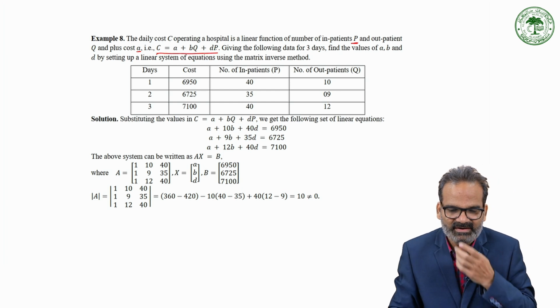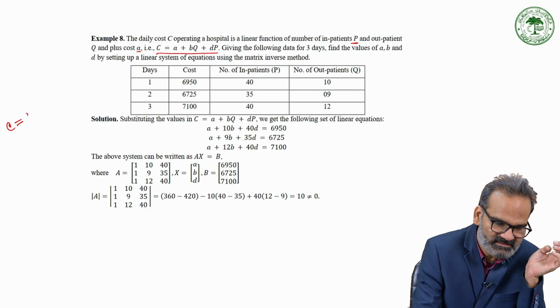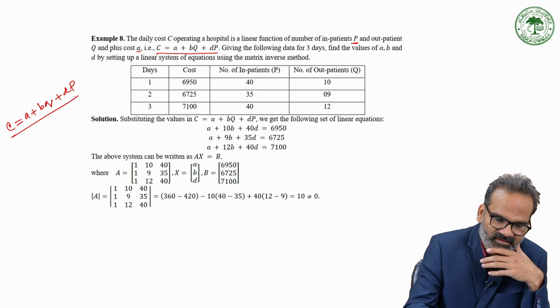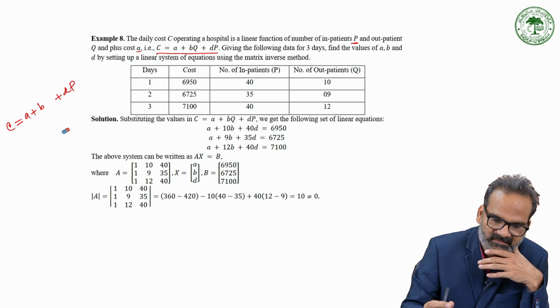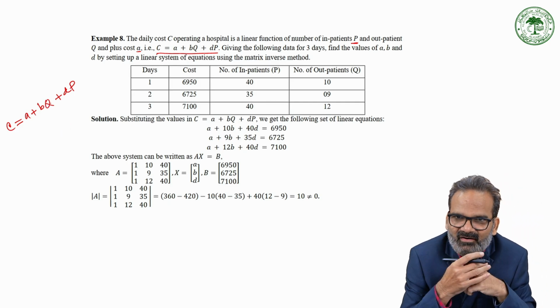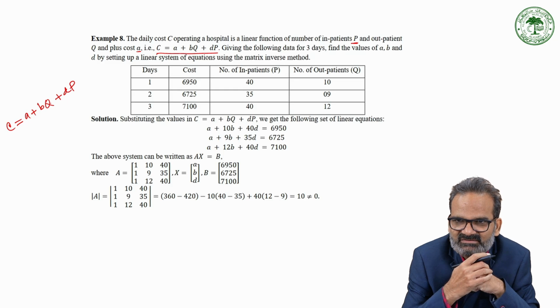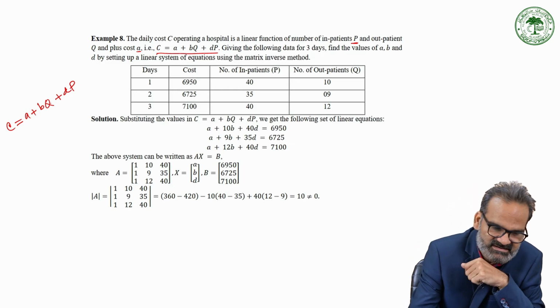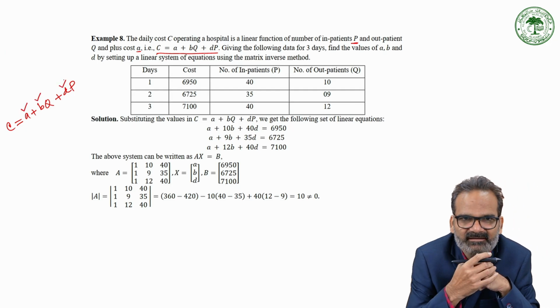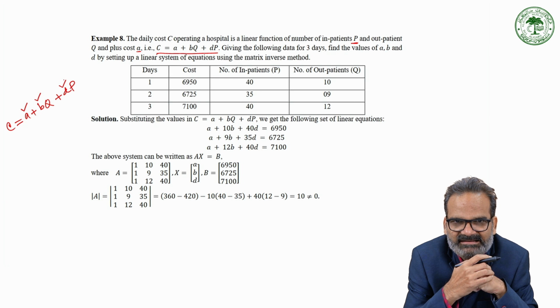C is equal to A plus BQ plus DP. This is our function. Sorry, Q is capital. Given the following data for 3 days, find the values of A, B and D. So we have to determine the values of A, B and D by setting up a linear system of equations using the matrix inversion method.